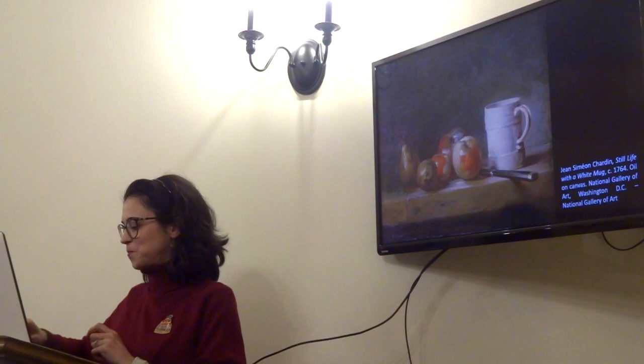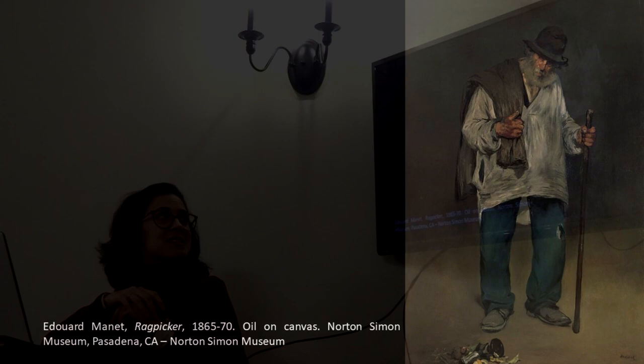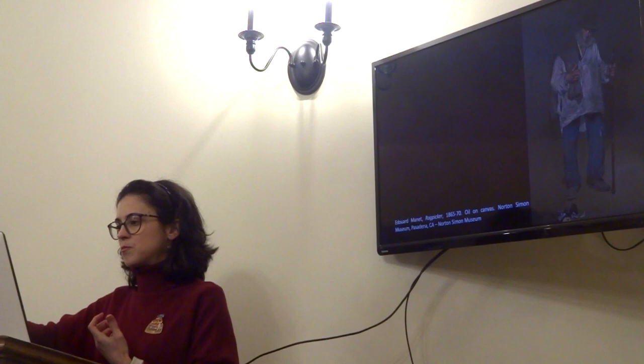Then we have this rag picker by Manet. I actually didn't know this painting before. It's quite interesting because it represents a modern portrait. It's not an important person, it's a nobody. It's the equivalent of today's homeless man pushing a shopping cart. In the 1860s, Manet made a whole series of pictures of street characters that he found around the neighborhood where his studio was, and this is probably the most well-known.